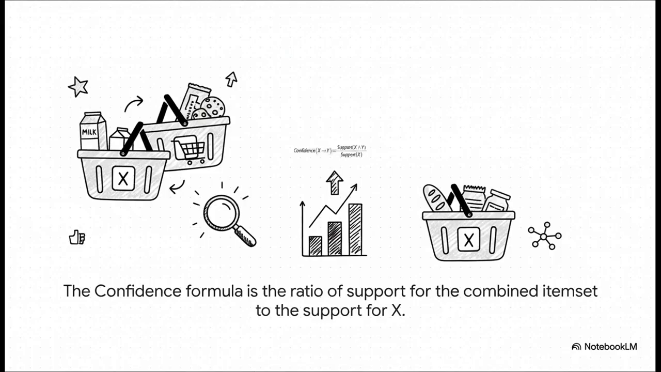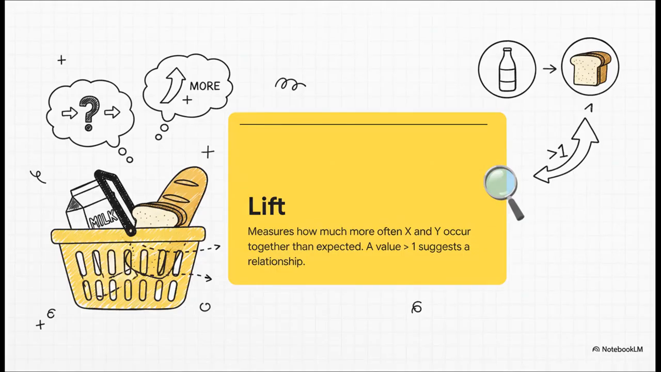But here's the thing. High confidence can sometimes be a little misleading. I mean, what if milk is just super popular and almost everyone buys it anyway? Then its appearance with bread might just be a coincidence. And that's where our third metric, lift, comes in.